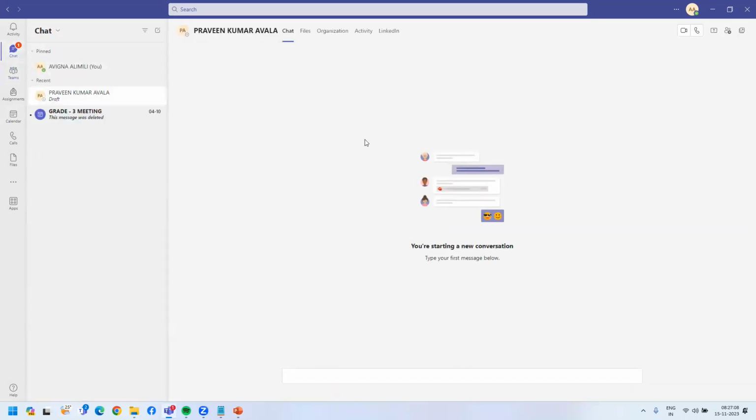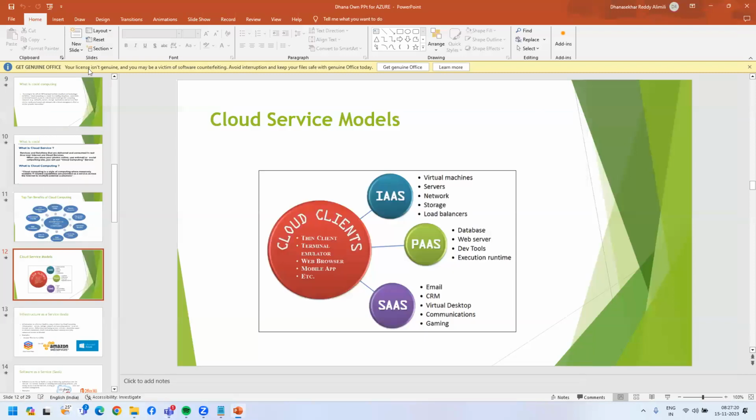I hope you know, right? MS Teams. Nowadays, 100% of organizations are using MS Teams. It comes under SaaS, software as a service. I hope you know, right?